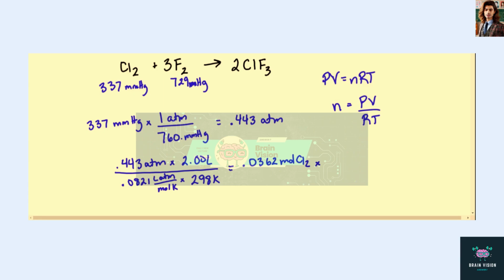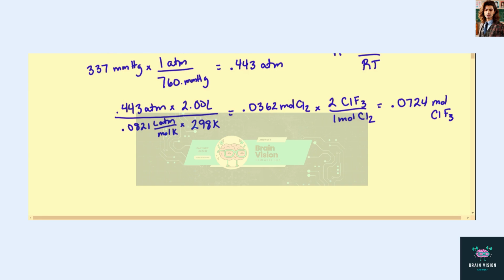Now, I want to know which one's the limiting reactant, so I'm going to go ahead and convert this into moles of ClF3. And here we're using the balanced equation to do that. 2 moles of ClF3 over 1 mole of Cl2. This gives me 0.0724 moles of ClF3. This is not done yet. That's the first half of it. I need the values for the fluorine gas so that I can compare them.